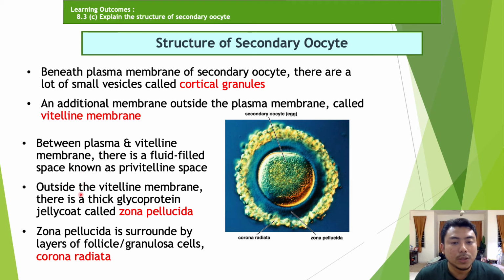Okay, so the one that we're going to focus on is that outside the vitelline membrane, there's a thick glycoprotein jelly coat called zona pellucida. So maknanya dekat luar, so dekat sini adalah plasma membrane dia. After plasma membrane, ada satu lagi membrane, nama dia vitelline membrane. After vitelline membrane, then we have this thick zona pellucida, the one that you can see dark in blue color over here. So this zona pellucida, the structure is a thick, very tebal glycoprotein, a jelly coat, maknanya structure itu macam jelly. Okay, so it's called as zona pellucida.